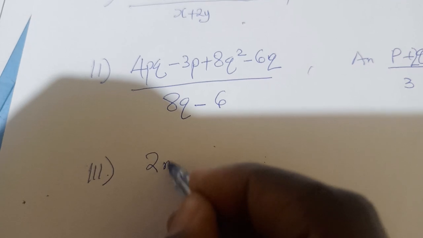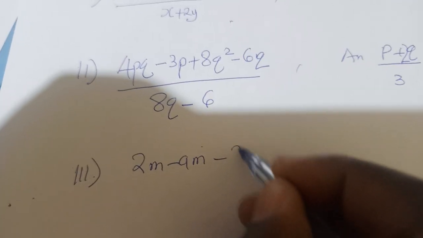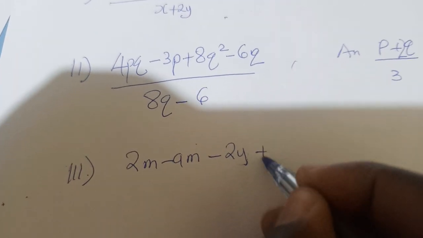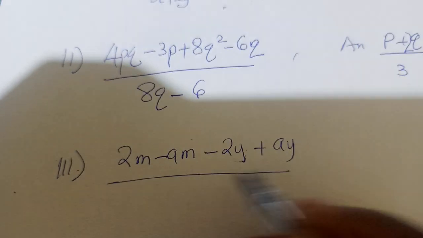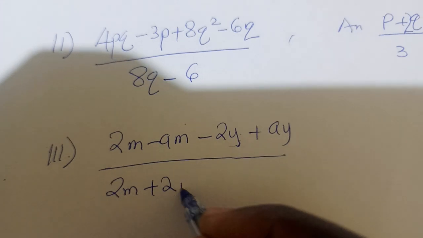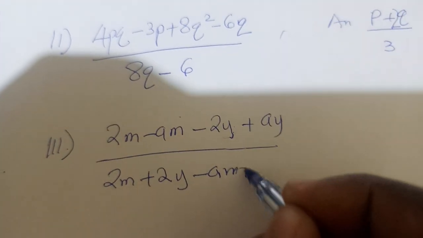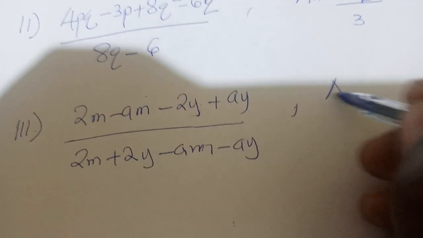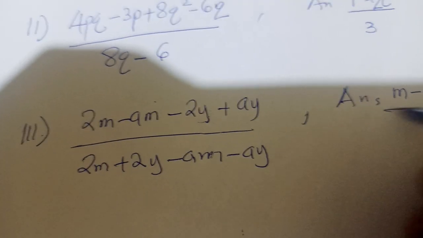Simplify 2m minus am minus 2y plus ay all over 2m plus 2y minus am minus ay, and the expected answer is m minus y over m plus y.